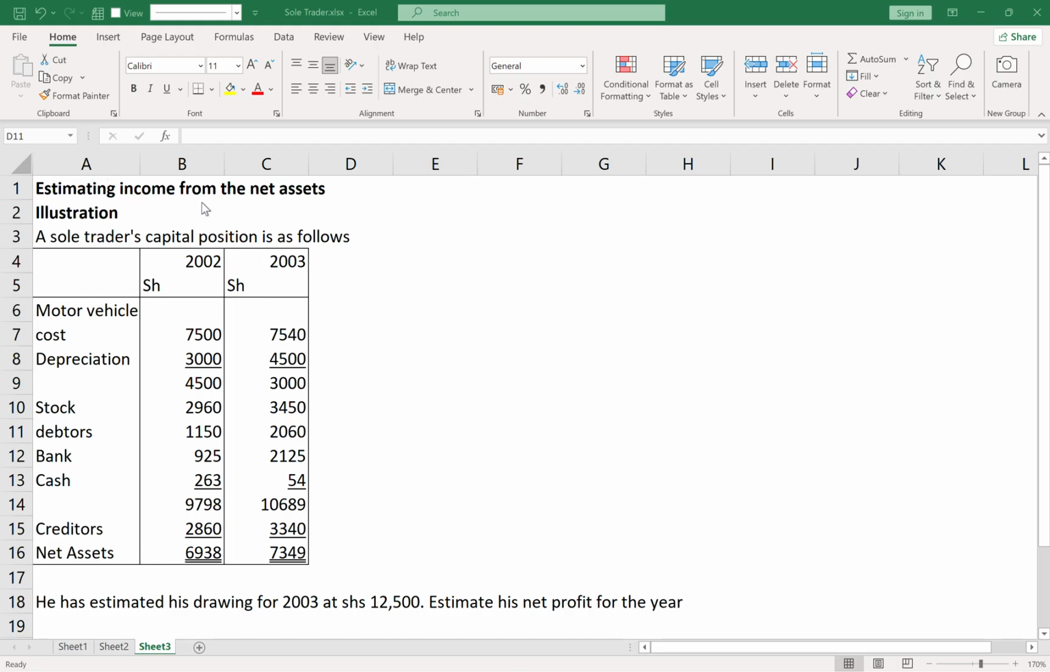As you can see, estimating income from the net assets. The illustration shows that a sole trader's capital position is as follows. So you have the motor vehicle, the cost, that is the depreciation. You also have the stock, debtors, bank, cash, and the total. You also have the creditors and the net assets. So he has estimated his drawings for year 2023 at shillings 12,500. Estimate his net profit for the year.